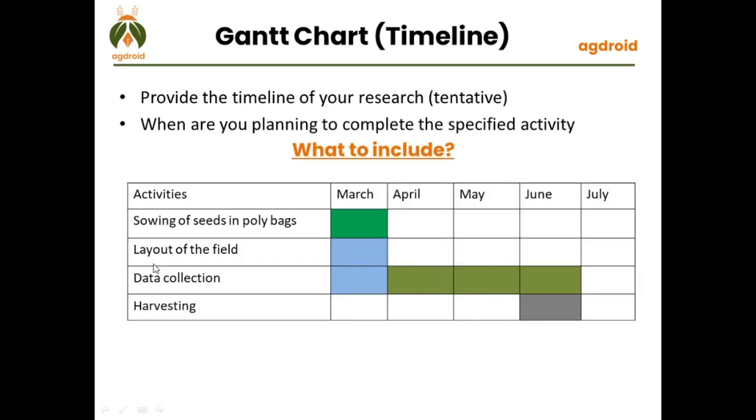Okay, after doing all this, we have to prepare a timeline to propose how and when we are going to complete our specified activity. So we have written different kinds of activities previously, and we have told the one who is reading our proposal that now we are going to complete these specific activities in this specific period of time during our research period.